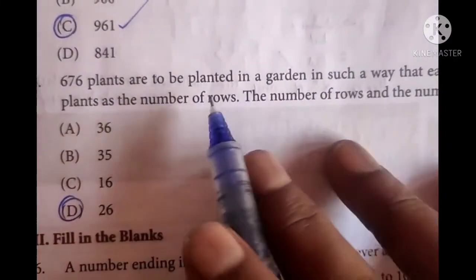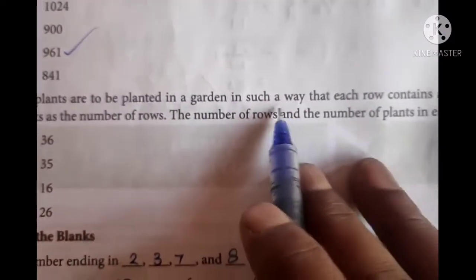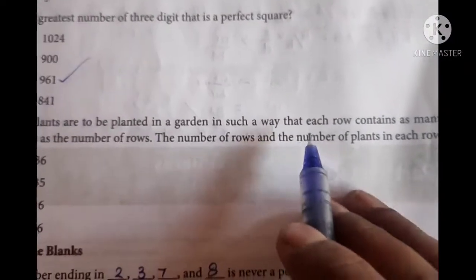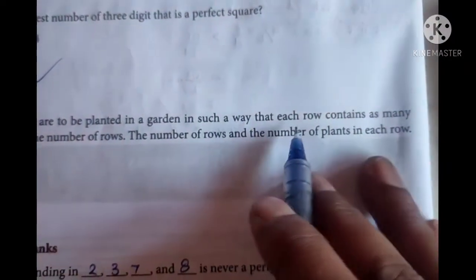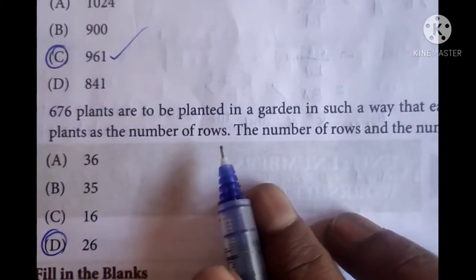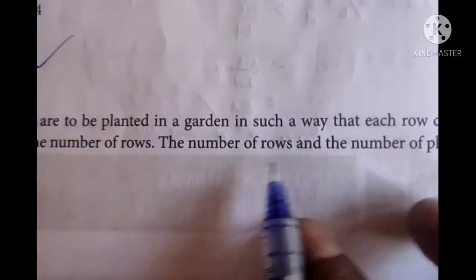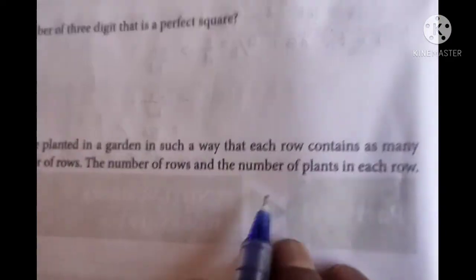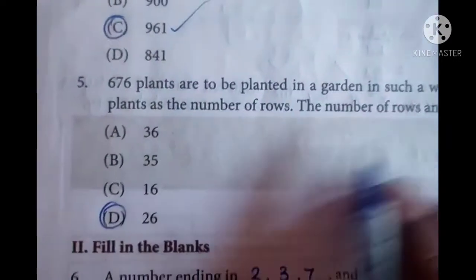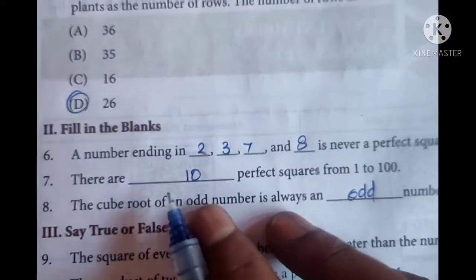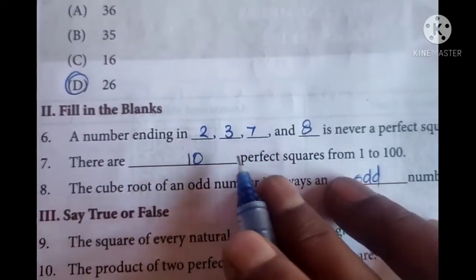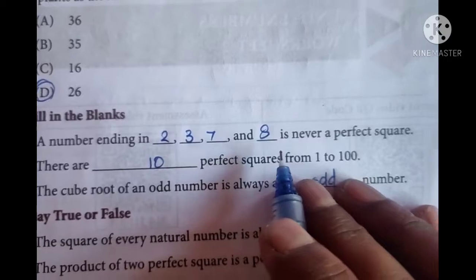676 plants are to be planted in the garden in such a way that each row contains as many plants as the number of rows. The number of rows and number of plants in each row: 26. A number ending in 2, 3, 7 and 8 is never a perfect square.